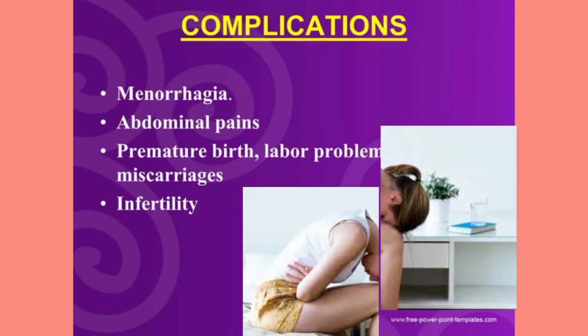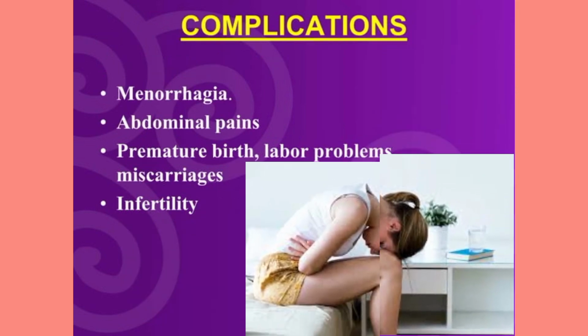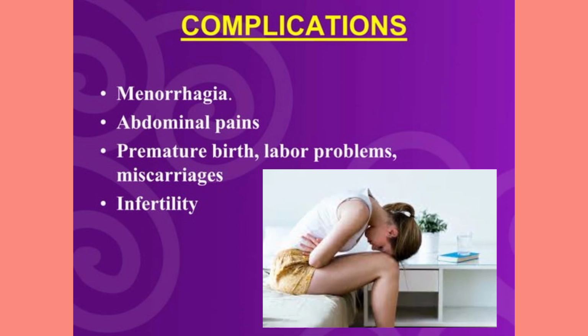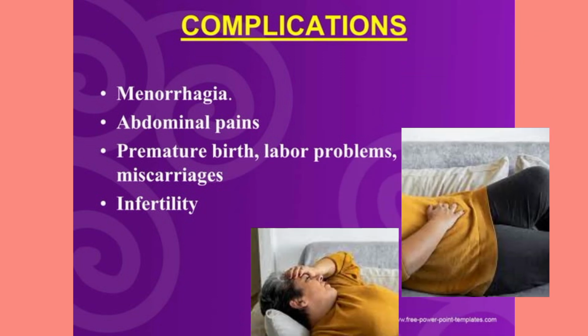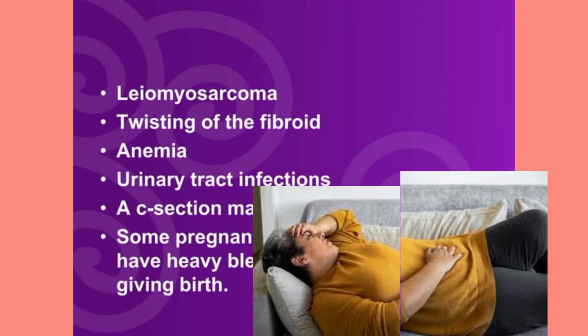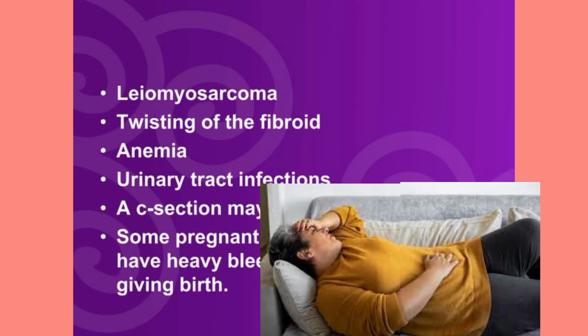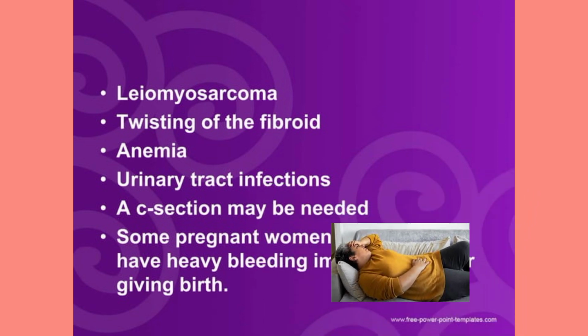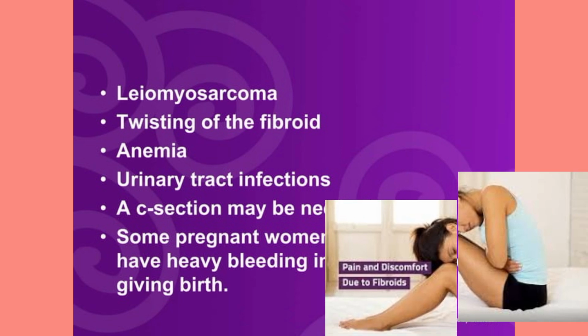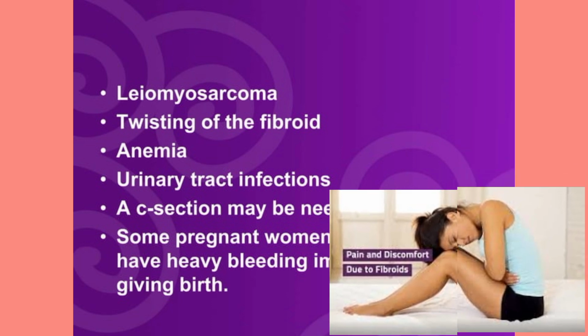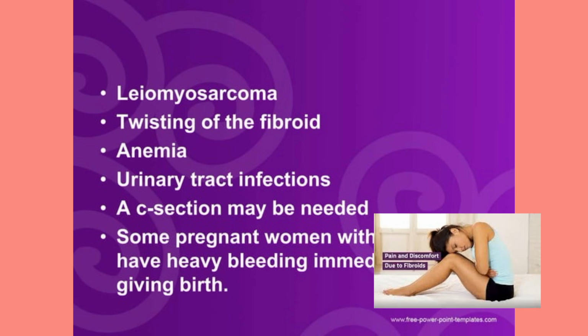Some complications of uterine fibroids include menorrhagia, abdominal pain, premature birth, labor problems, miscarriage, infertility, leiomyosarcoma, twisting of the fibroid, anemia, and urinary tract infection. A C-section may be needed. Some pregnant women with fibroids have heavy bleeding immediately after giving birth.